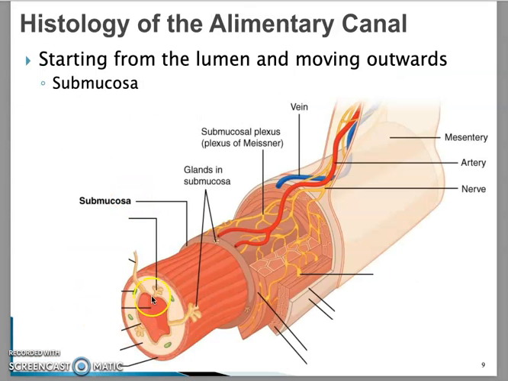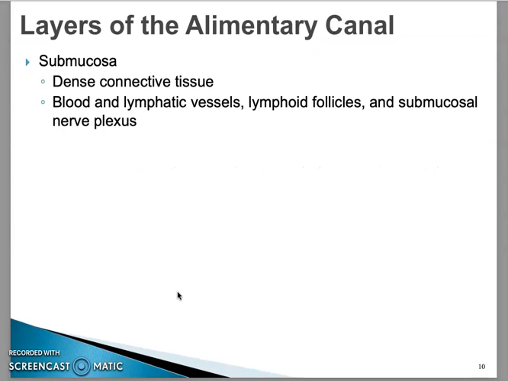All right, then next, moving outward, we have the submucosa layer. Again, that is the layer directly beneath the mucosa. So the submucosa layer is composed of dense connective tissue. This includes the blood and lymphatic vessels, lymphoid follicles, and submucosal nerve plexus. So again, dense connective tissue. In this case, it's very vascular. There's a very rich blood supply, hence the blood and lymphatic vessels. And with the submucosal nerve plexus, this area would be very innervated. It's a very ganglionated, rich network of nerve fibers.